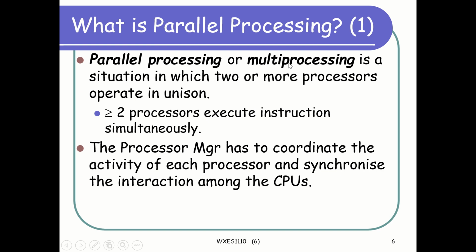So what is parallel processing? Parallel processing or multiprocessing is a situation in which two or more processes operate in unison. So two processes execute instructions simultaneously, as opposed to serial processing.